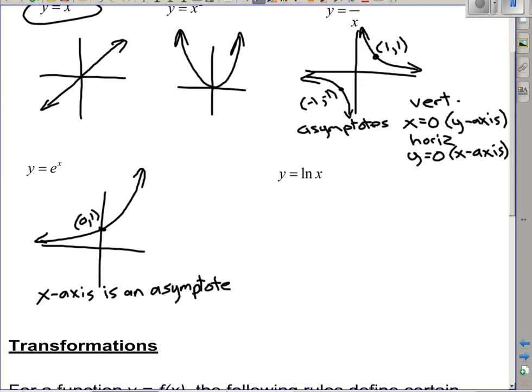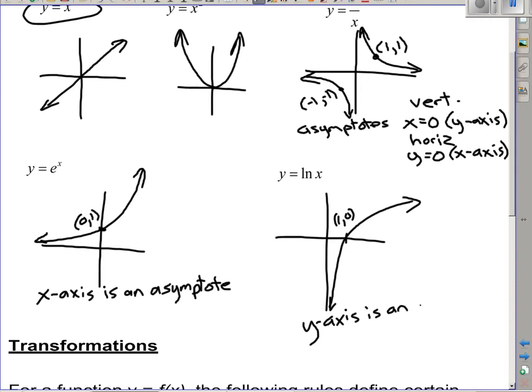y equals ln x is just the inverse of the exponential graph. It passes through the point (1, 0). And on this one, the y-axis is an asymptote. And that's because you can't take the log of 0 or a negative number. So this only exists for positive values for x.